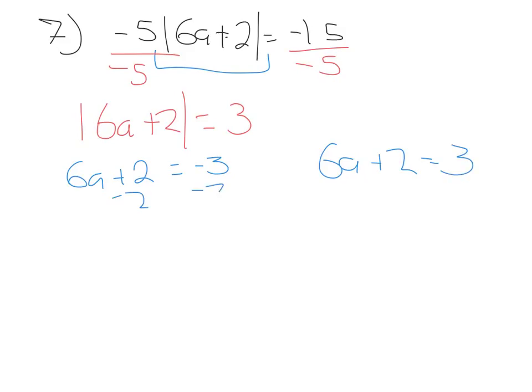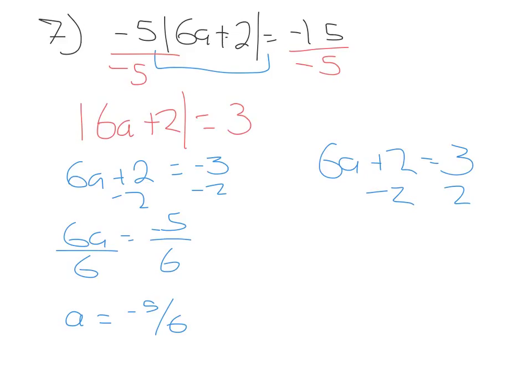Minus 2, minus 2. 6a is equal to negative 5. Divide both sides by a positive 6. And one of my possible answers is negative 5 over 6. I'll go ahead and do this side. I get 6a is equal to 1 when I subtract 2 from both sides, then divide both sides by 6. And another of my possible answers is 1 over 6.